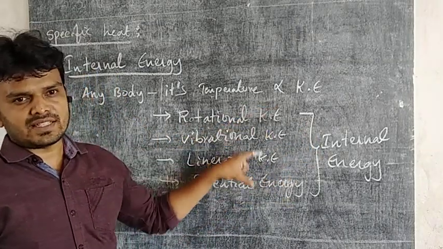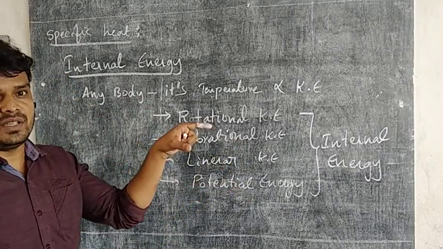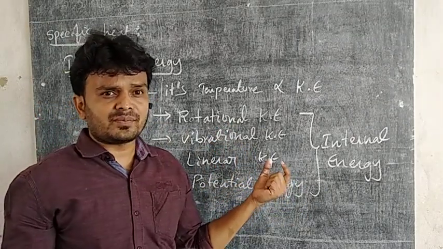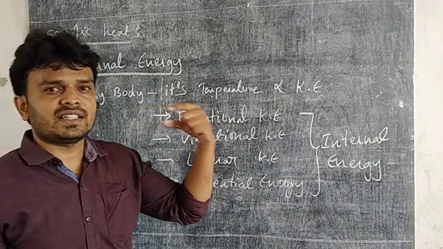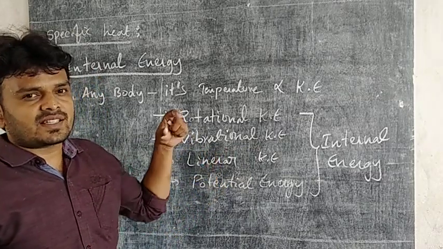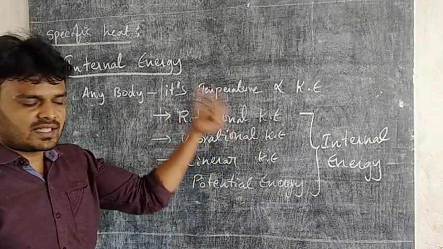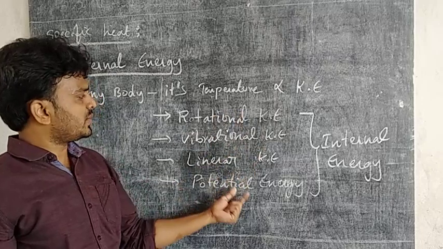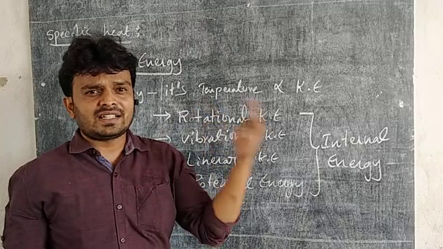Every system has these kinds of energies. Then, if we supply heat to a system, what happens? The supplied heat is utilized. The supplied energy is shared between these kinds of energies. That means the heat energy we supply is converted into rotational energy. In turn, rotational energy is converted into vibrational, vibrational to linear, linear to potential, potential to rotational, potential to vibrational, like that. That means sharing of energy takes place.